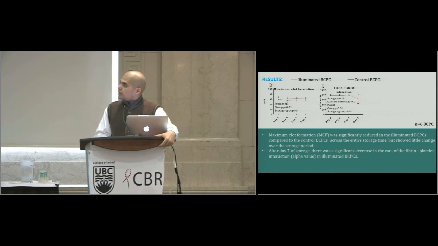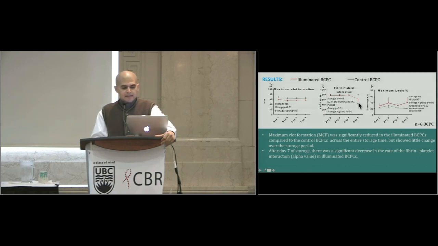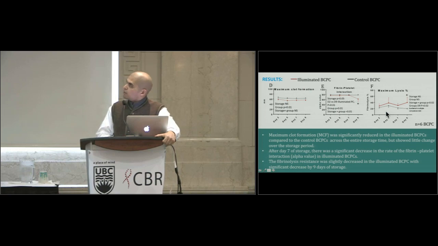Looking at the fibrin-platelet interaction, we can see a significant difference between the groups, and it was mainly after day 7 where we can see a decrease in the rate of the fibrin-platelet interaction in the illuminated unit compared to the control unit. In the maximum lysis, we can see that the resistance to fibrinolysis was lower, and we can see here higher fibrinolysis for the illuminated unit, and it was mainly higher on day 9 in the illuminated unit compared to the control unit.